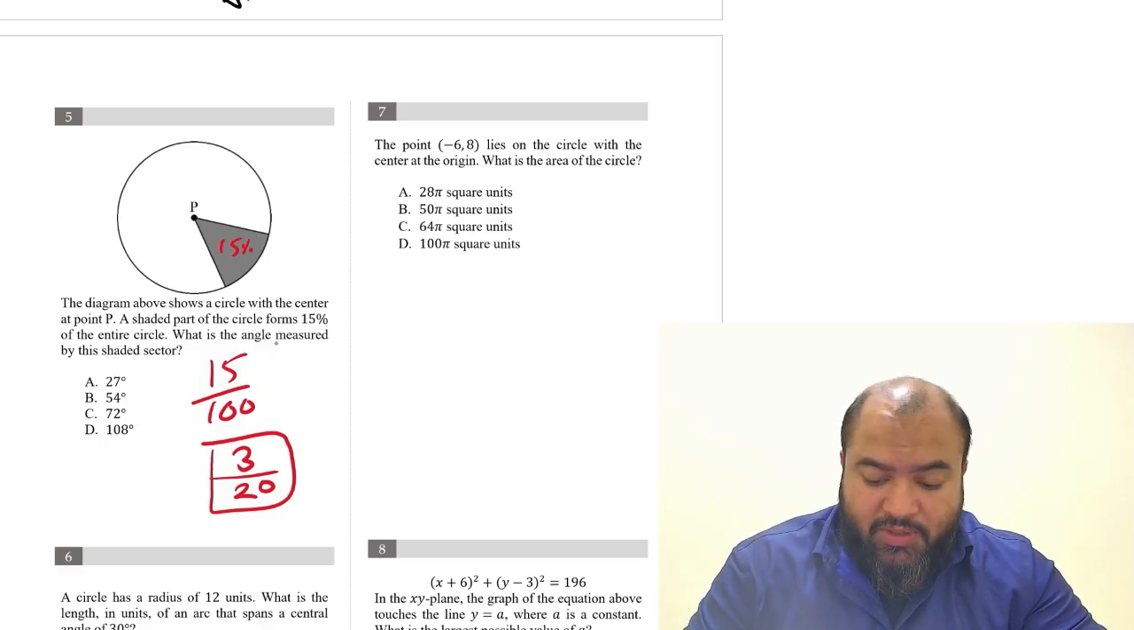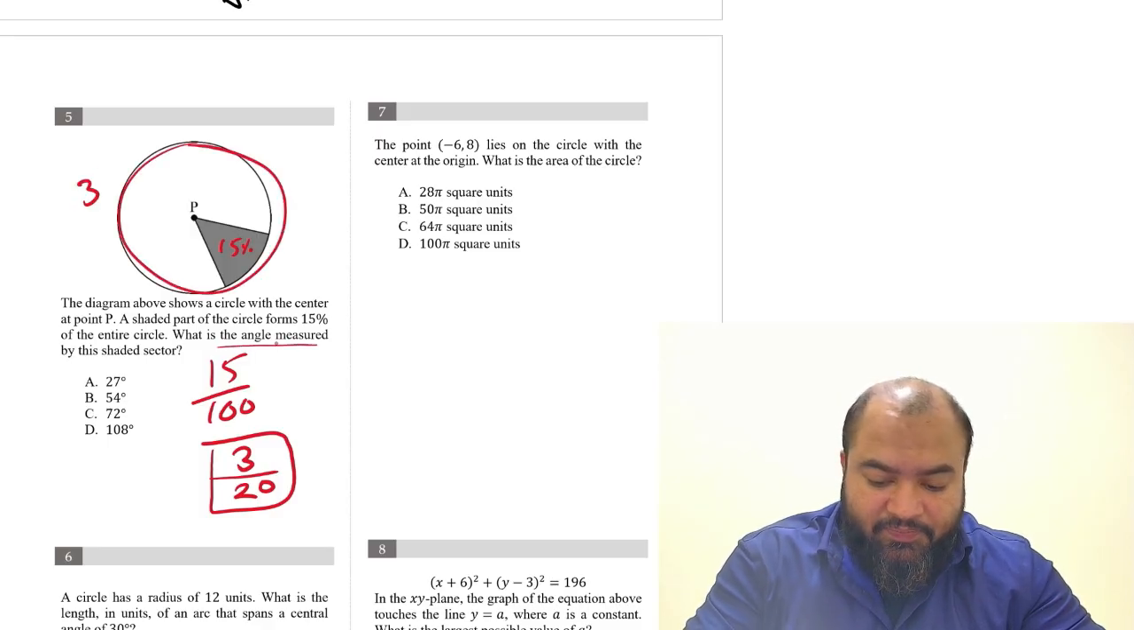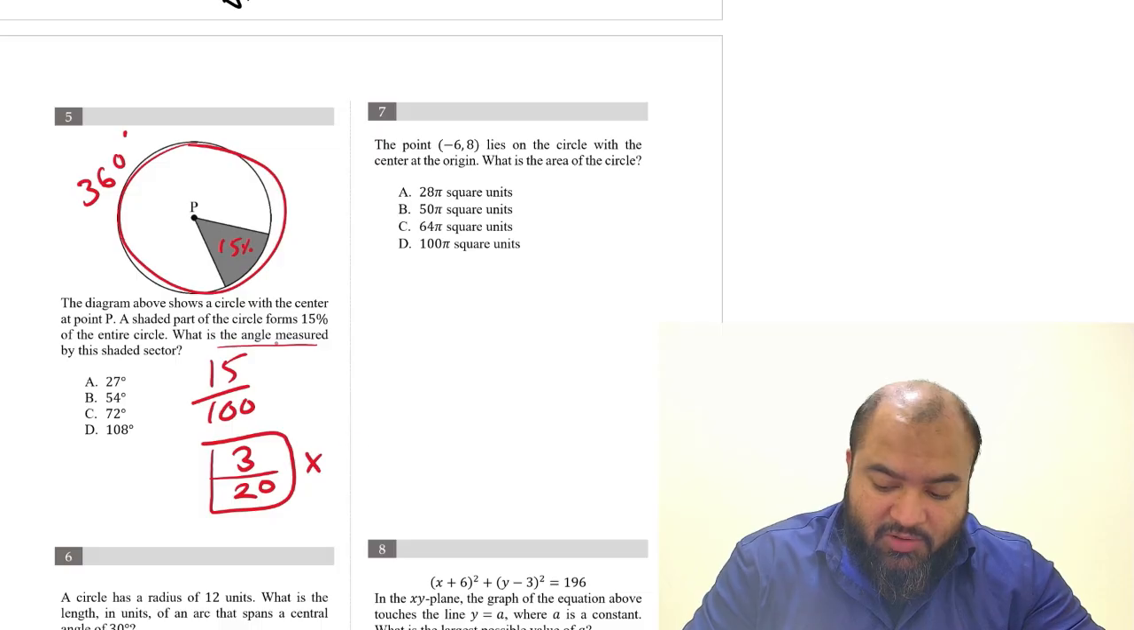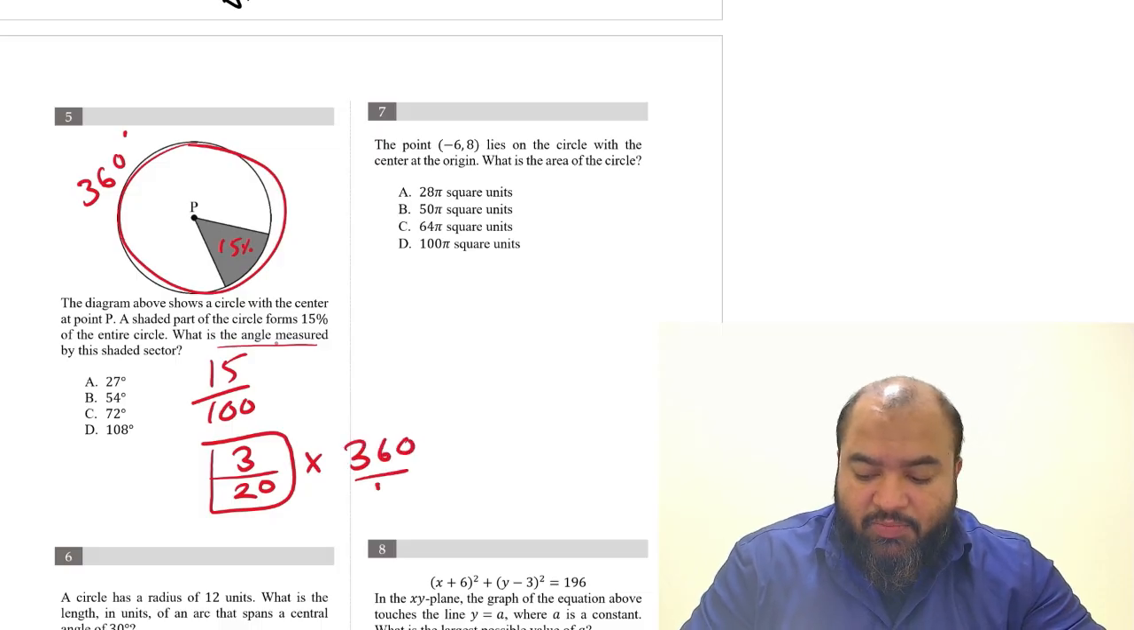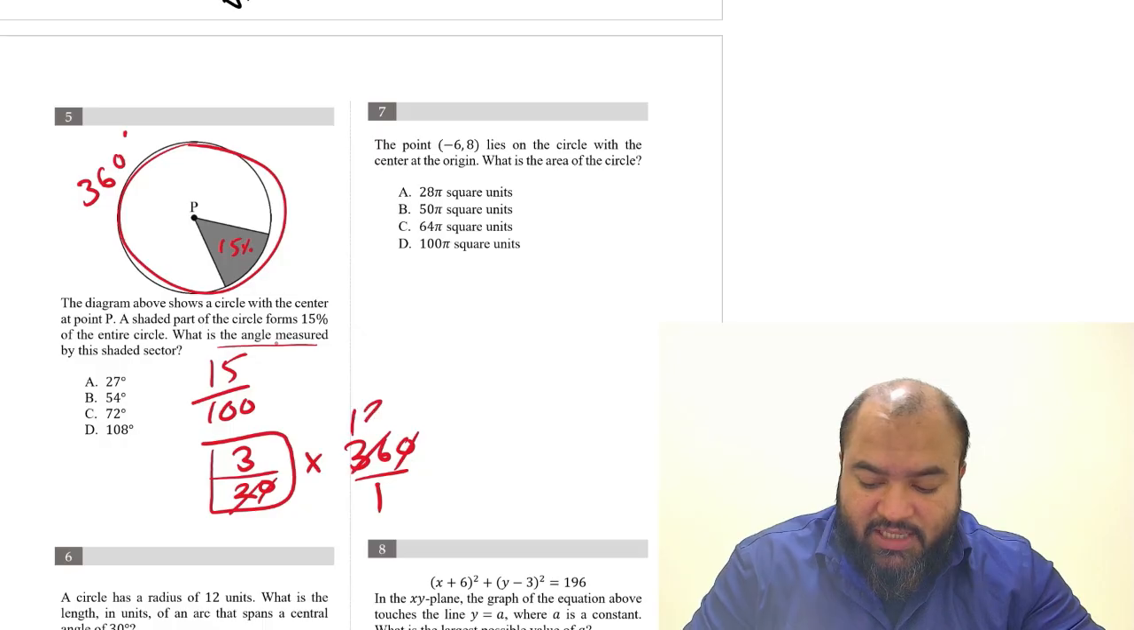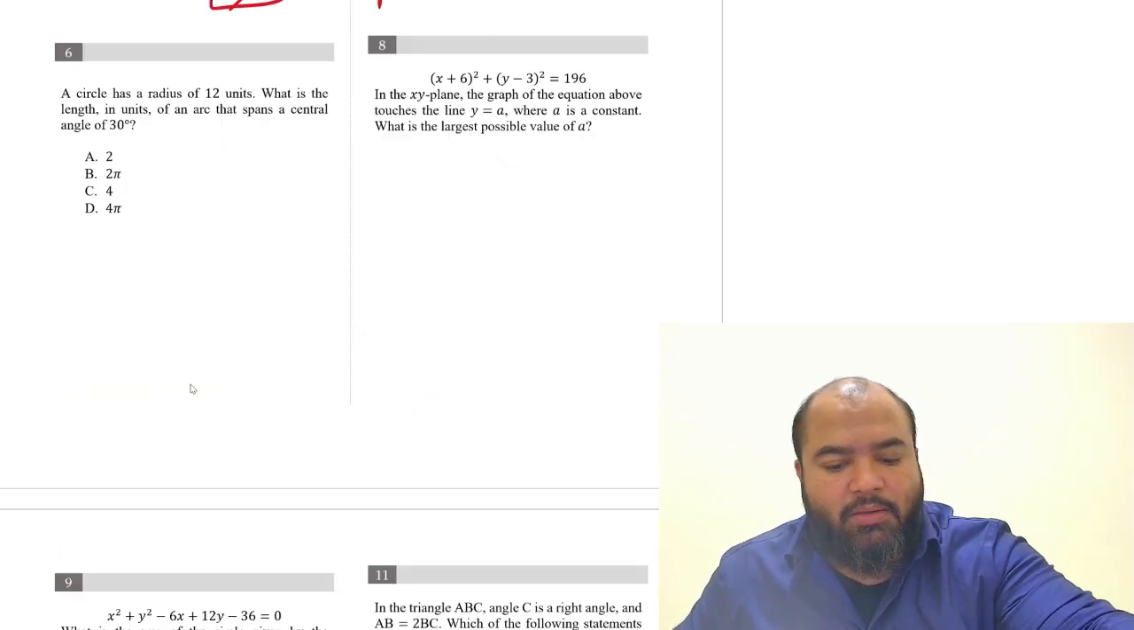So 3/20th of the circle, right? Now, they said in terms of angles, what is the angle? You know that the full circle is 360 degrees. So 3/20th of 360 would be how much? You can use a calculator, but I know the 0 gets cancelled out. So this is 18 times 3. It's 54. And so it'll be B.